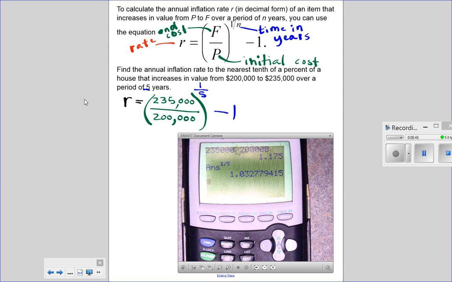That means nothing to me, guys. I get R equals 1.032. Maddie? Oh, we gotta subtract 1. So we subtract 1, and we get 0.03277. So I'm just gonna say R equals 0.032.